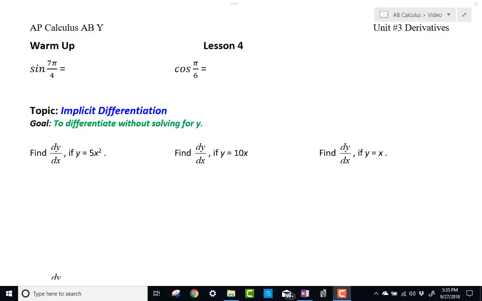All right, so implicit differentiation today. Before we get started, we've got a little warm-up here. Quick, simple, easy. We've got sine of 7 pi fourths here.